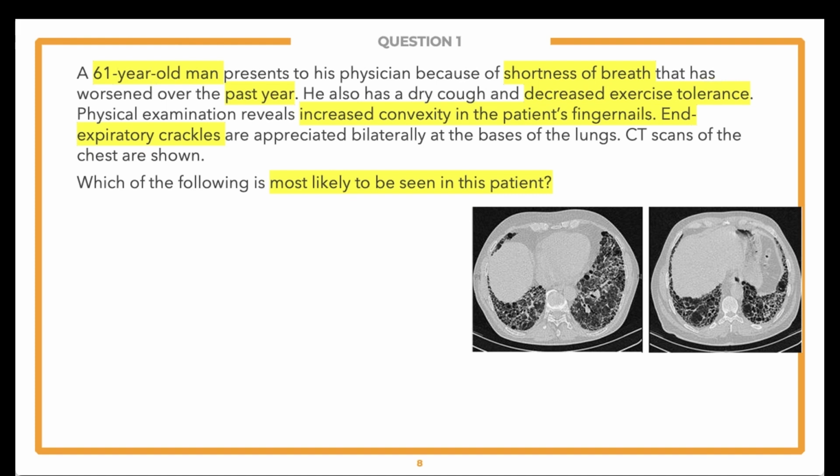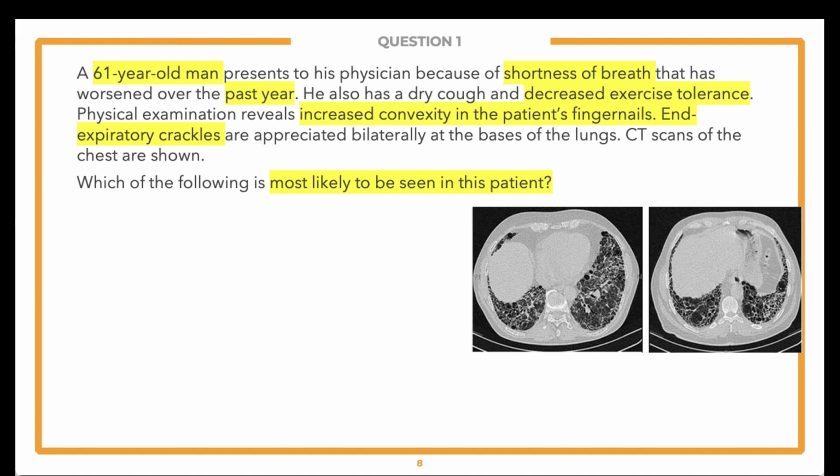I always like to highlight age and demographic. 61-year-old man. It helps me kind of build a mental picture. Shortness of breath over the past year, right? That's how long it's been going on for. It's not something that's been a week, not been a month, a year. A change is what I'm thinking about. Dry cough with exercise intolerance, right? Decreased exercise tolerance. That tells me something's going on.